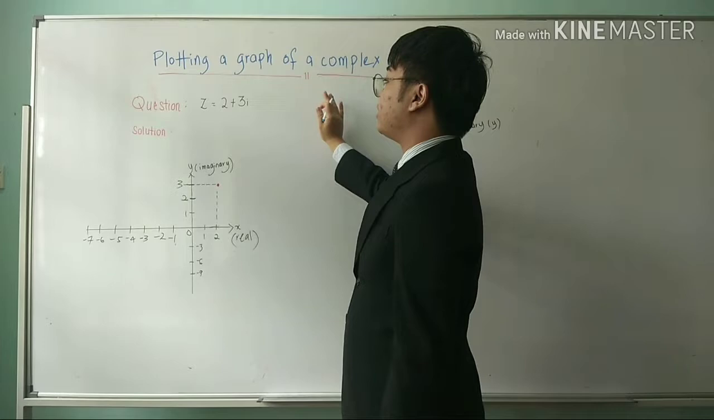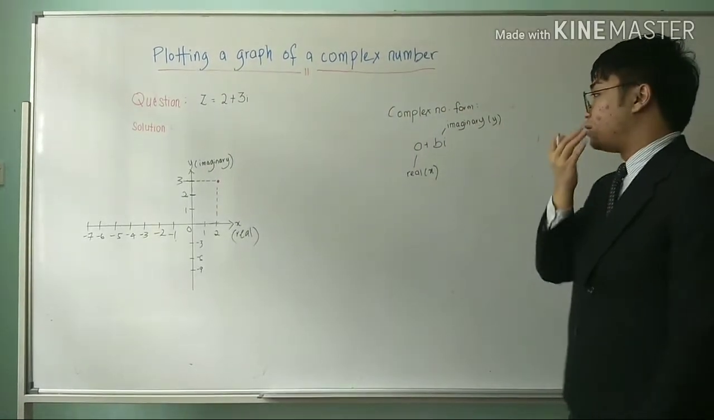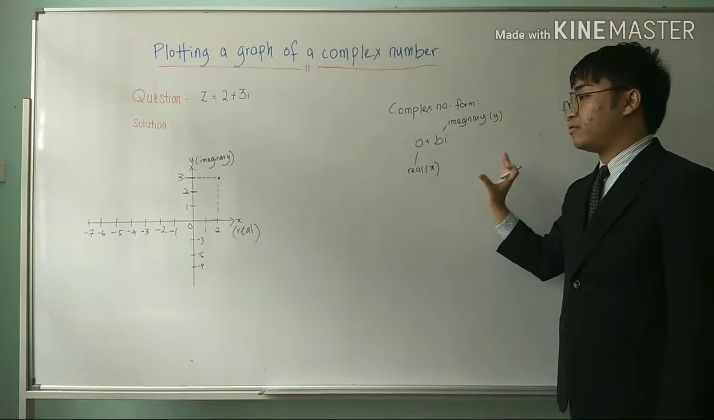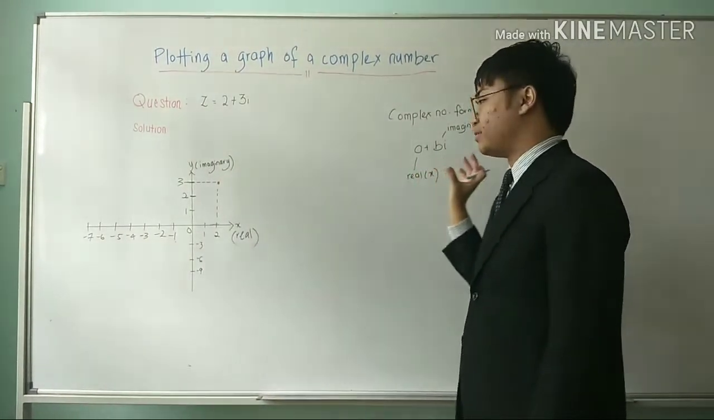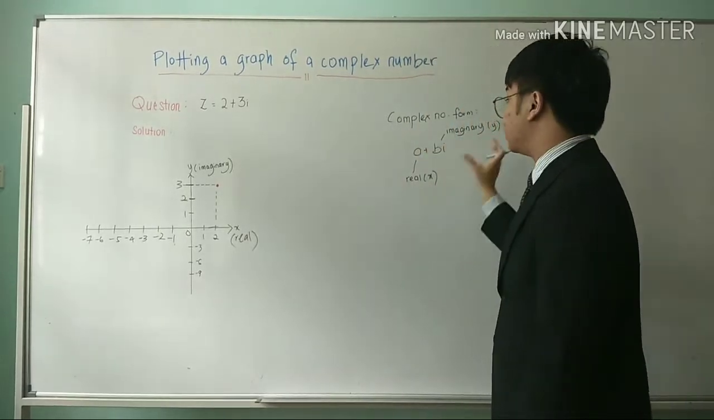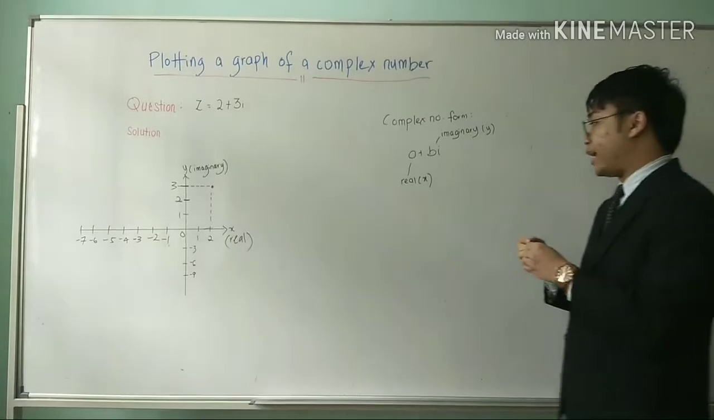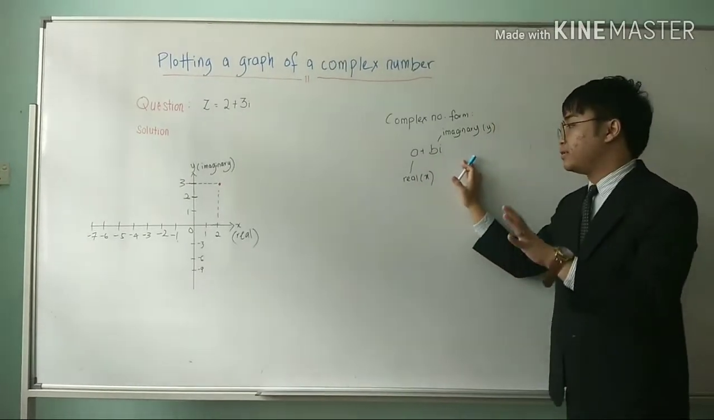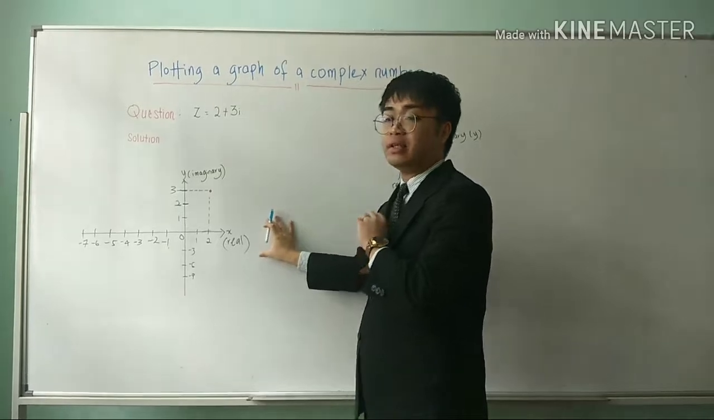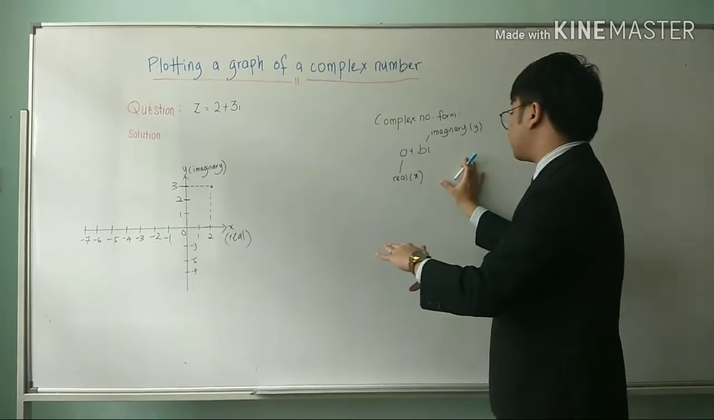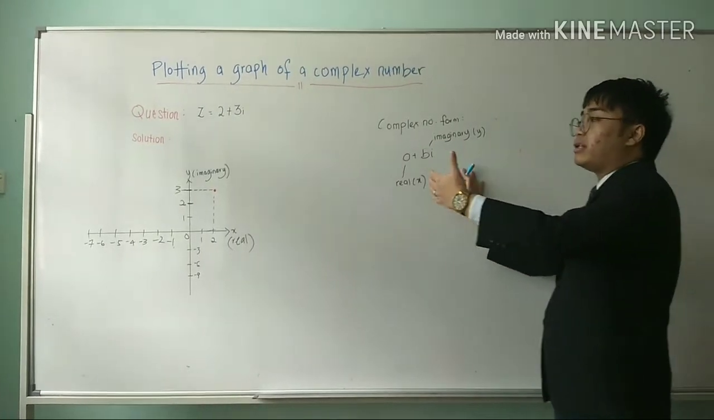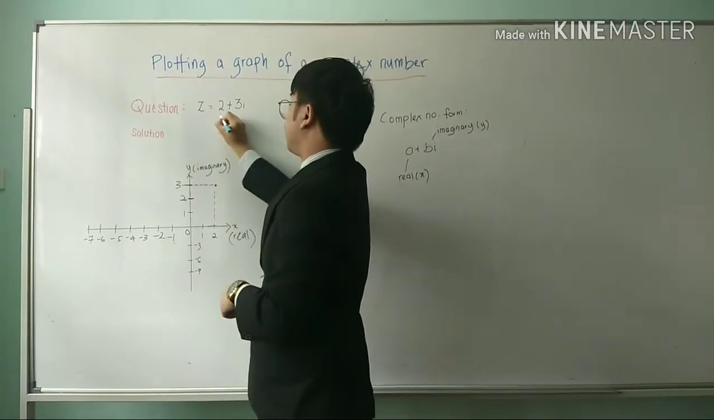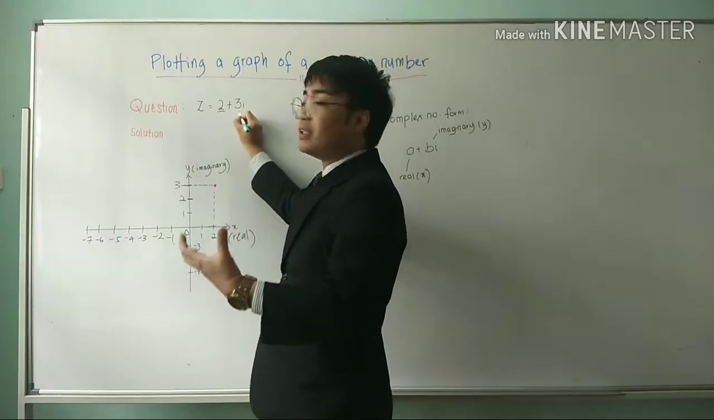Alright, good morning everyone. Today we're going to talk about plotting a graph of complex numbers. The question we have here is z equals 2 plus 3i. First, we have to decide which number goes on the y-axis and which on the x-axis. We have here a complex number in standard form, where a is the real number and bi is the imaginary number. To put it on the graph, the real number should be on the x-axis, the horizontal axis, and the imaginary number on the y-axis. Going back to the question, the real number is 2 and the imaginary number is 3i.